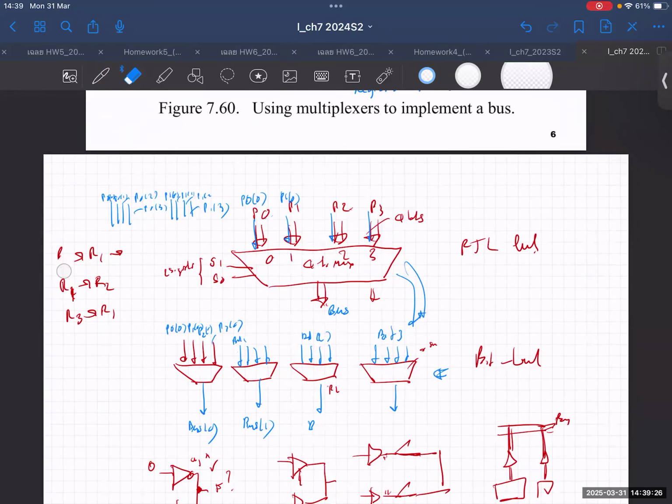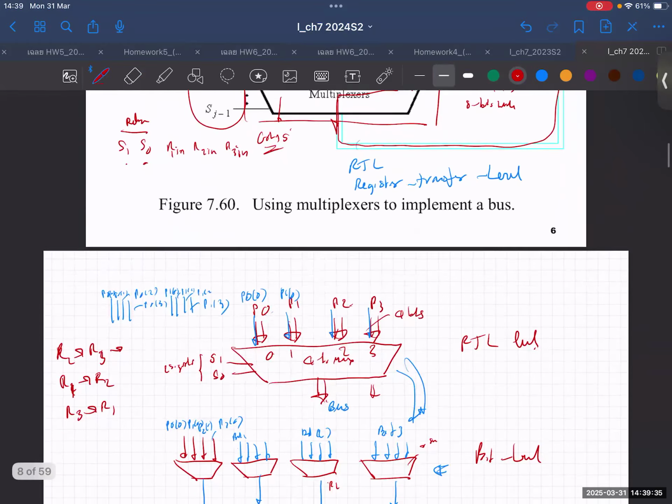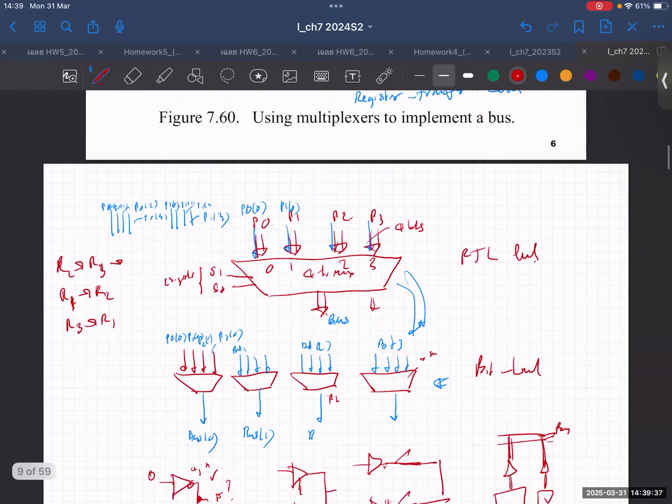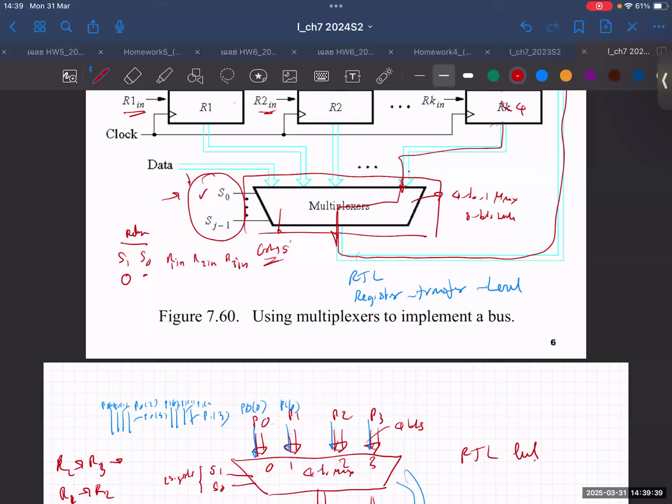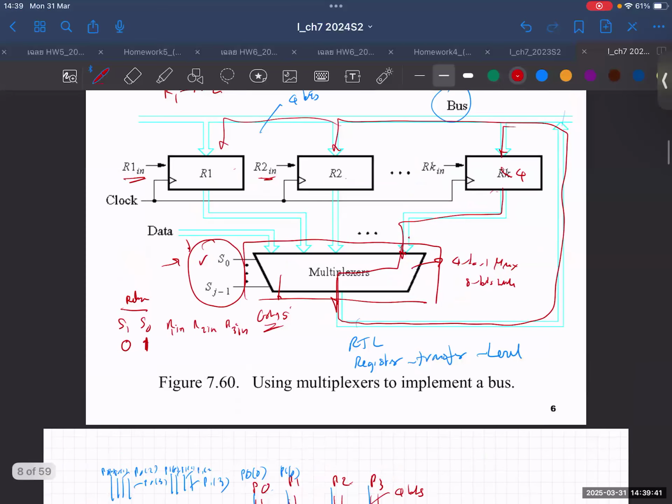Hey, R2 to R3, sorry. It has R2 to R3, R1 to R2, and R3 to R1. Okay, so release R2, yeah, release R2. Release R2 is 0, 1, because R2 is connected to port 0 usually.